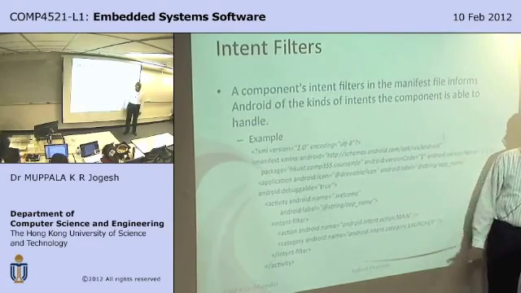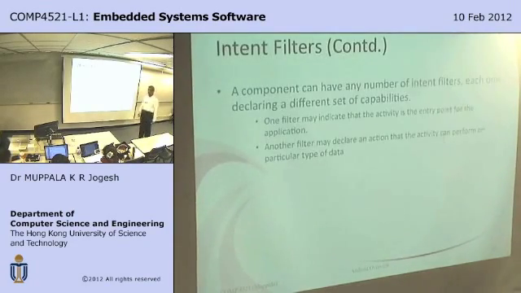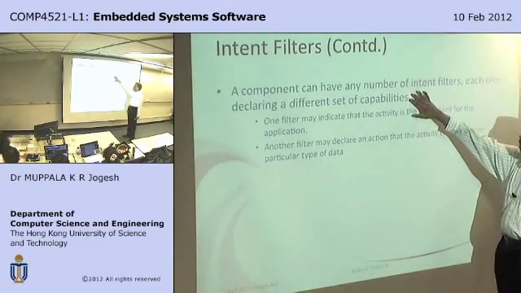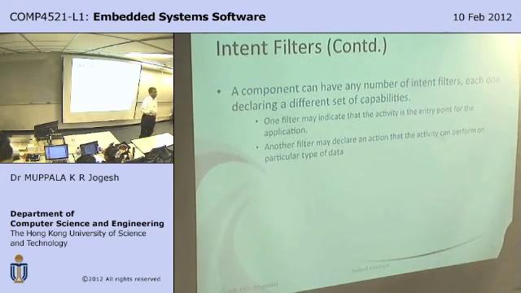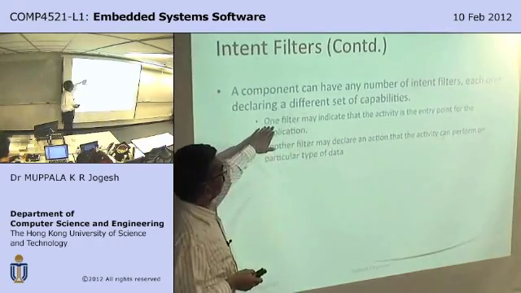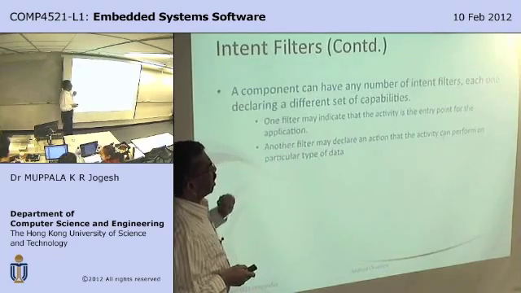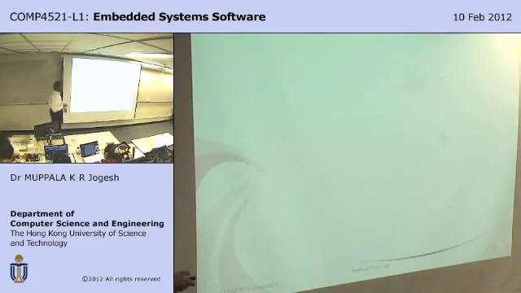So that's one thing that you should always include within the manifest file. What does the intent filter do? I will come to that in a minute. This basically specifies what are all the different things for which this particular activity will respond to, will be started up and so on. An intent filter basically declares the capabilities of that particular component, of the particular activity. For example, one filter may indicate that the activity is the entry point for the application.